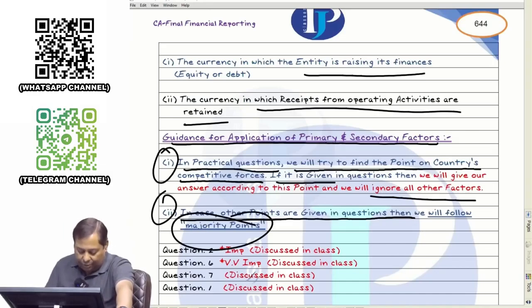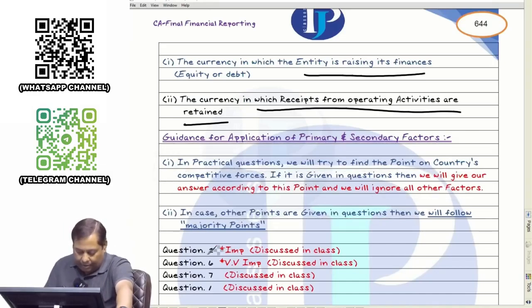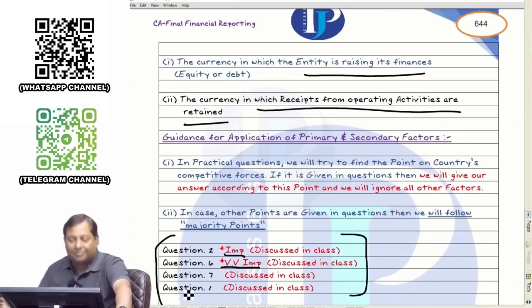Then, I made you do these 4 questions. We did these 4 in class. This was important, very very important. All this has been discussed in class.